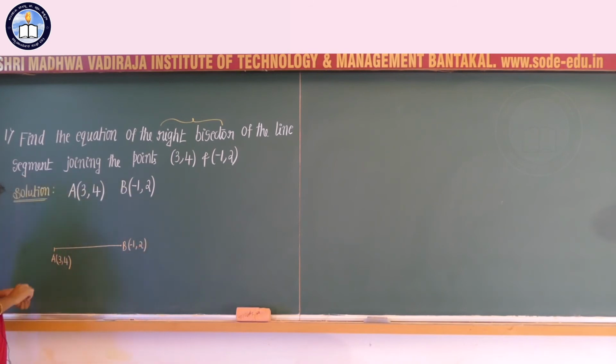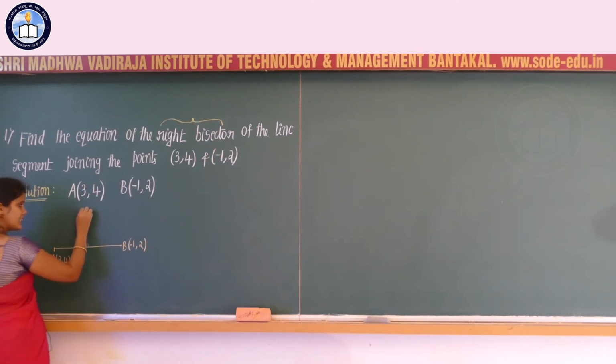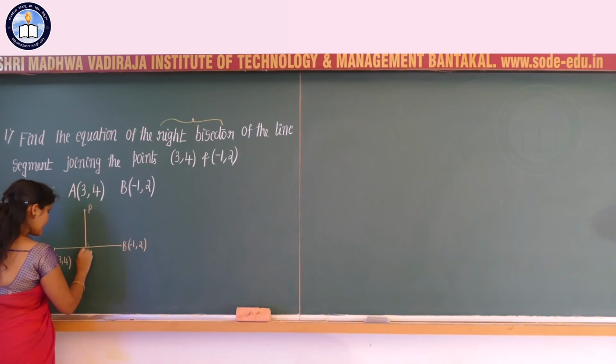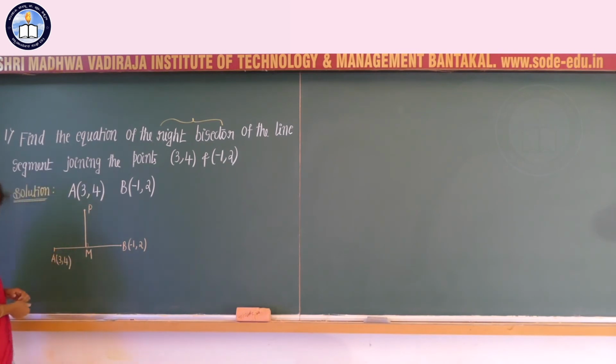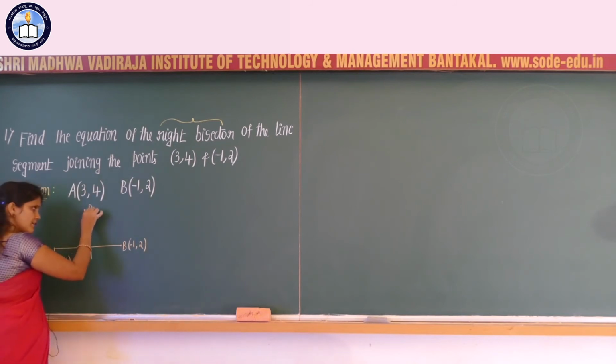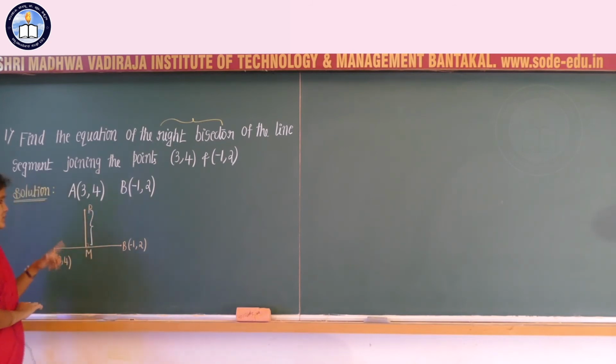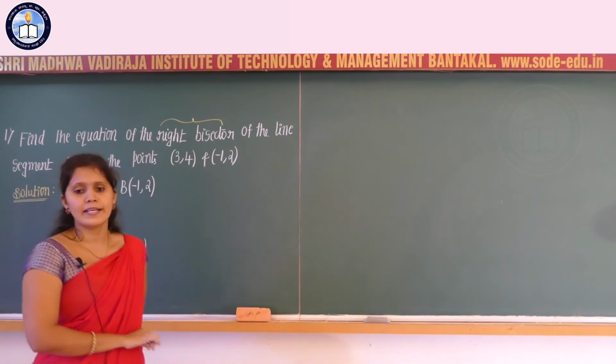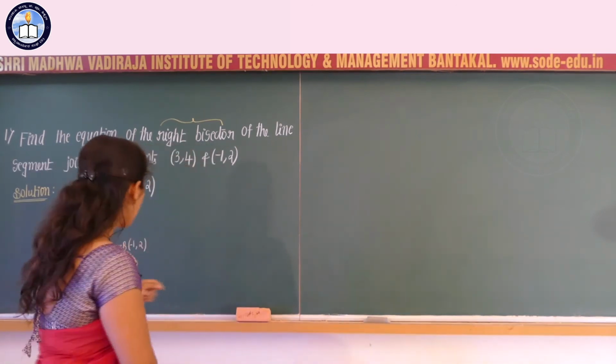What is meant by right bisector? Right bisector means it is a line which divides the other line into two equal parts, and the angle between these two is nothing but 90 degrees. So this I am going to consider as PM. And here, find the equation of the right bisector. That means we should find out the equation of the line PM.